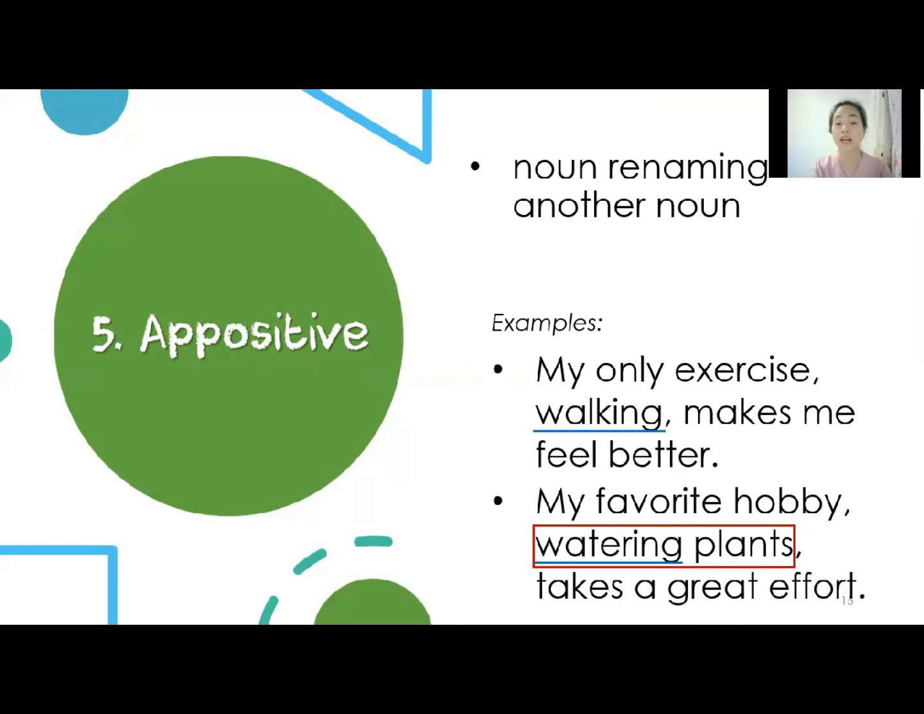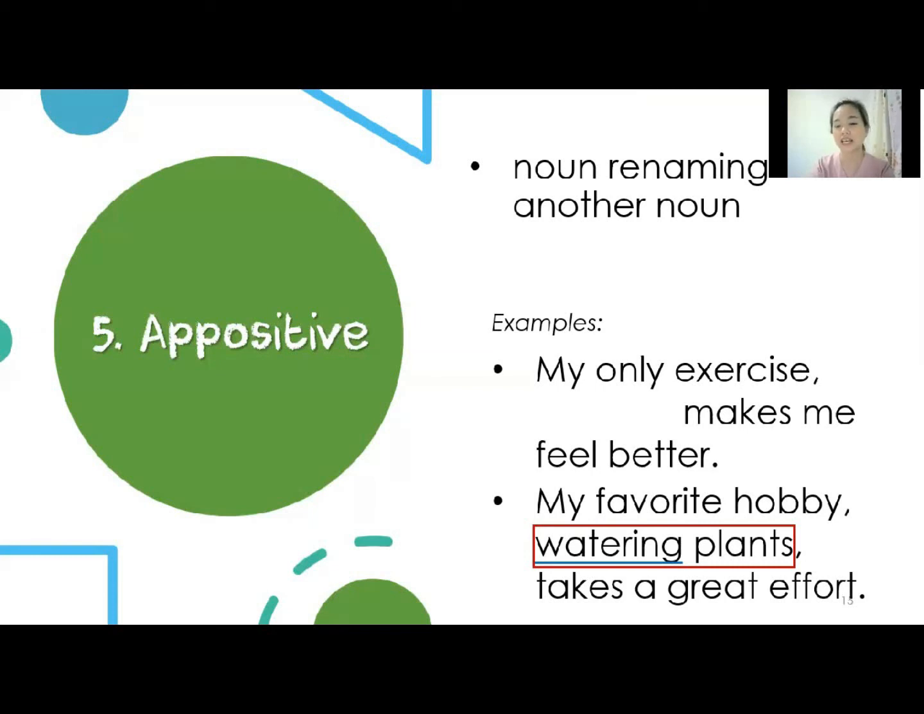Aside from that, for us to identify if a word is an appositive, it can be removed from the sentence. Once that word is removed, the sentence is still complete without those words. For example, in number one, I'm going to remove the gerund walking. The sentence now is: my only exercise makes me feel better. Is the sentence still complete without the gerund? Yes, the sentence is still complete even if that appositive is no longer there.